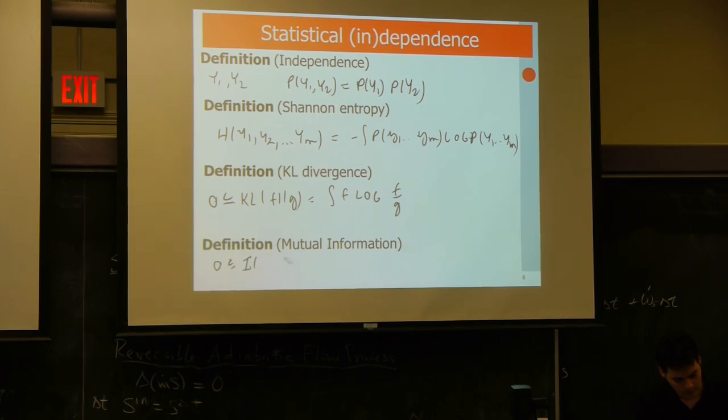So the mutual information between y1, y2, ..., ym is the Kullback-Leibler divergence between the joint density and the product of the marginal densities.